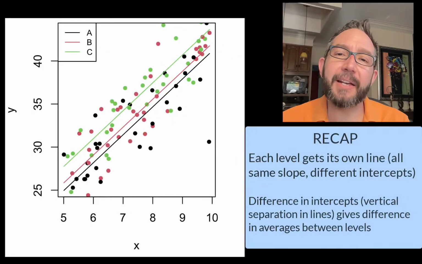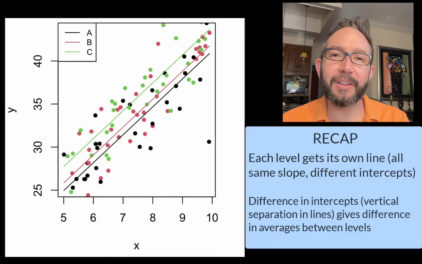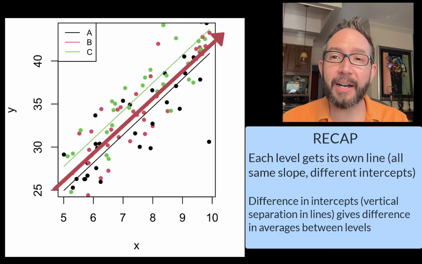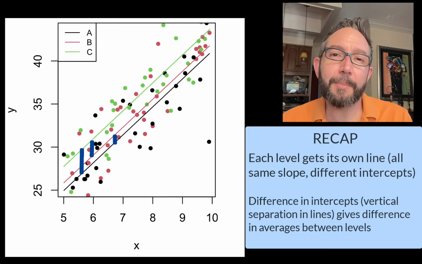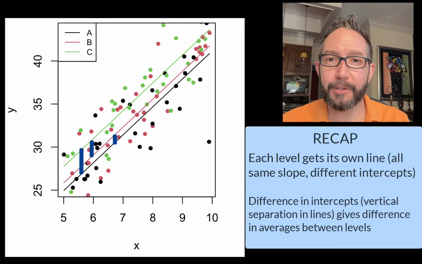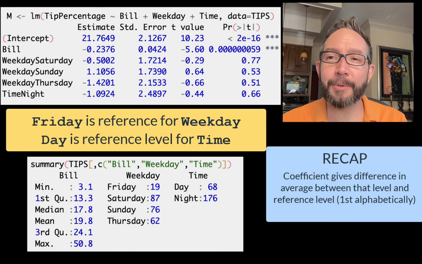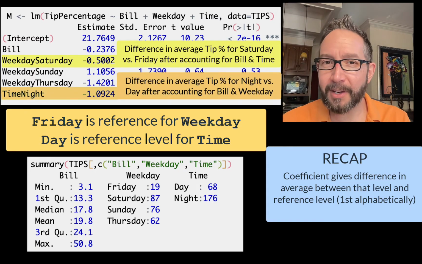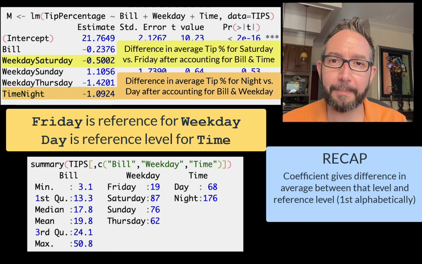So the net effect of adding in a categorical variable as a predictor is to give each level its own regression line. They're all going to have the same slopes, but they're going to have different intercepts. And the difference in the intercepts is going to be the difference in the average value of y across the levels that we're seeing in our data. And if we look at those coefficients of the indicator variables, that was always letting us know the difference in average for that level versus the average for the reference level, whichever one came first alphabetically.